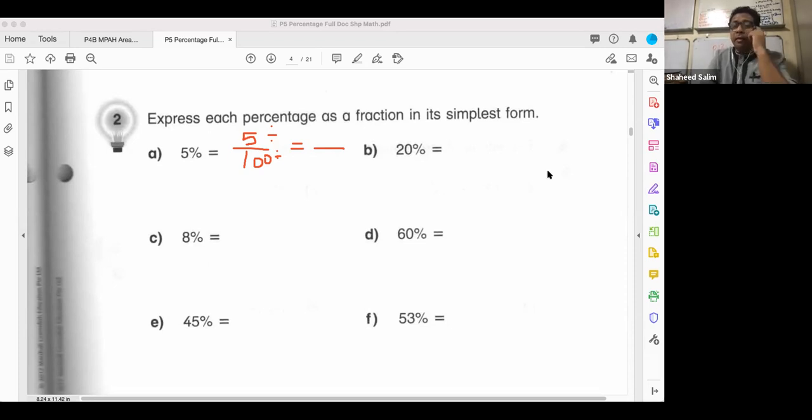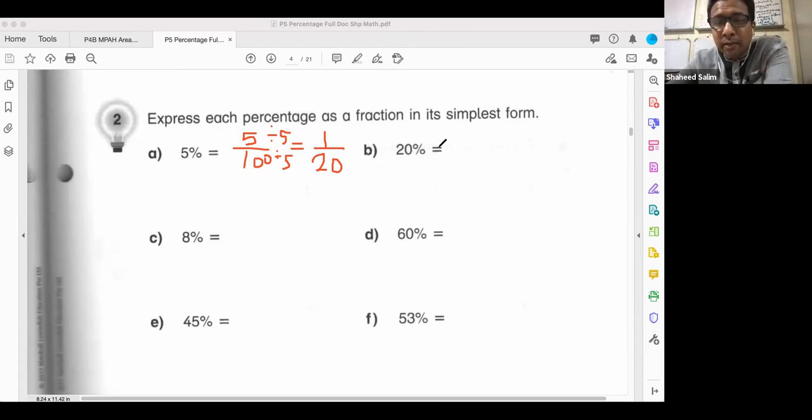Okay. Naomi also. Now we got to bring it to lowest terms. So this one can divide by 5. This one can divide by 5. 5 divided by 5 is 1. 100 divided by 5 is 20. Can see now. Naomi, come, focus. Now down here, you divide by 5. Then use your calculator. 5 divided by 5 get 1. 100 divided by 5 get 20.